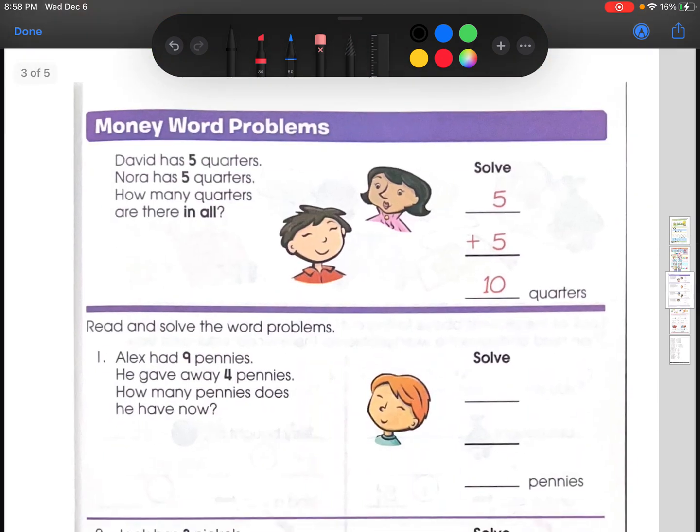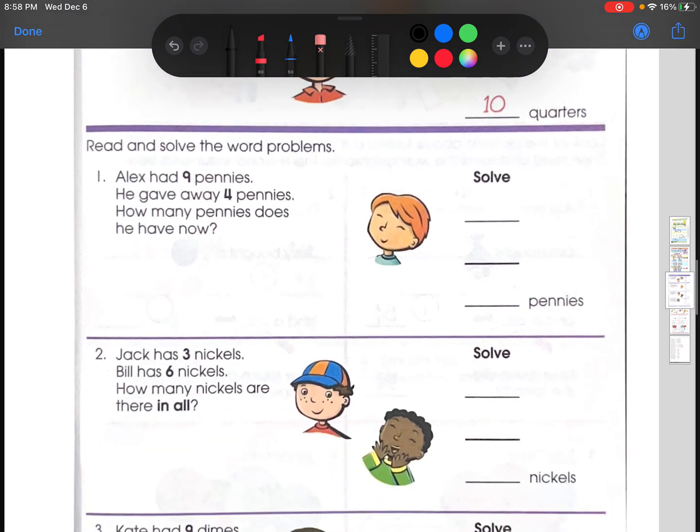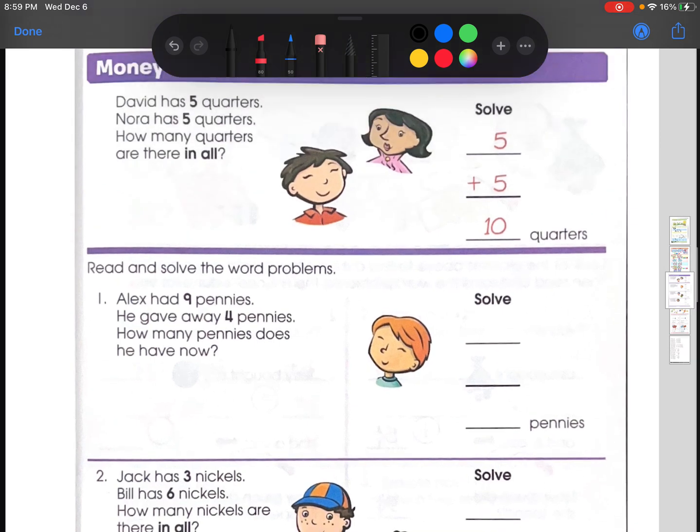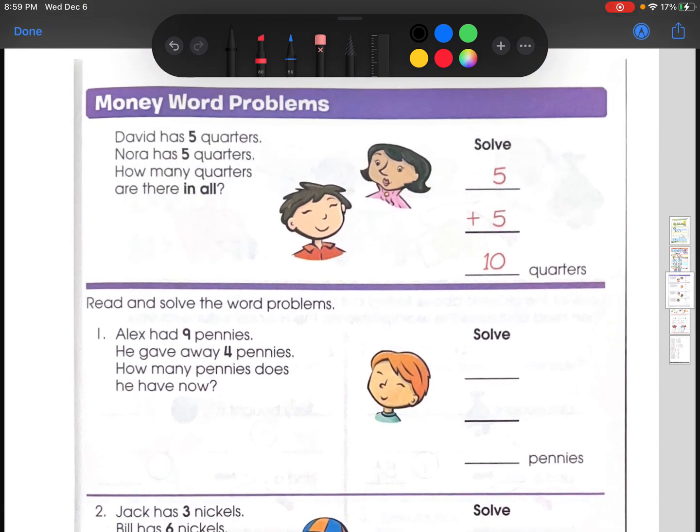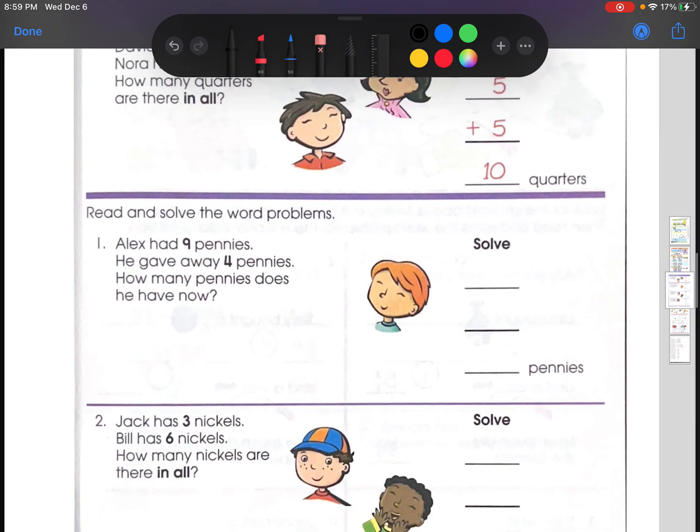Alright, moving on, let's do money word problems. Read and solve the word problem. So this is just basically word problems that have money in it. So let's just do number 1.